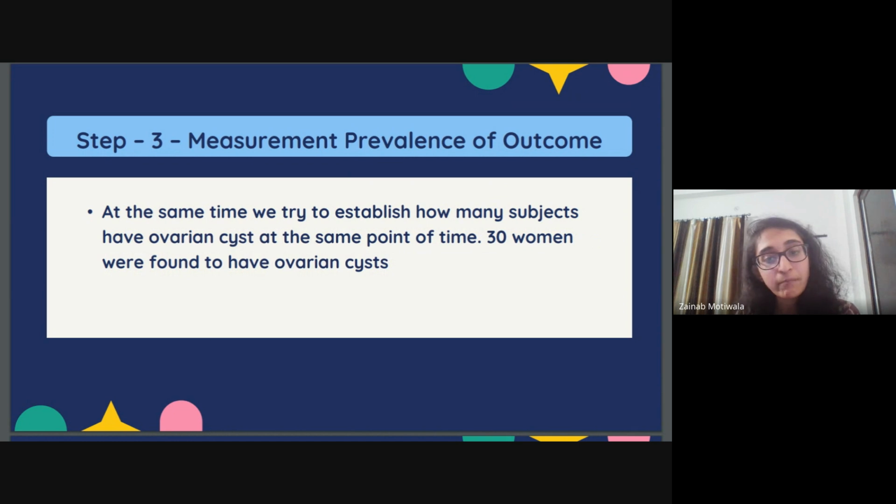Now, at the same time, step 3 would be measurement of the prevalence of outcome. So we try to establish how many subjects actually developed ovarian cyst. And in this study, hypothetically, we found that 30 women were found to have ovarian cysts.